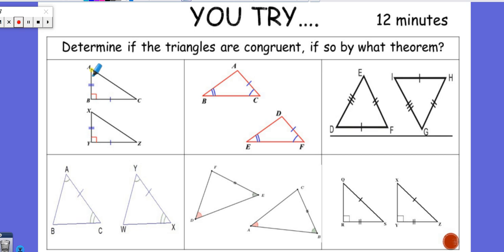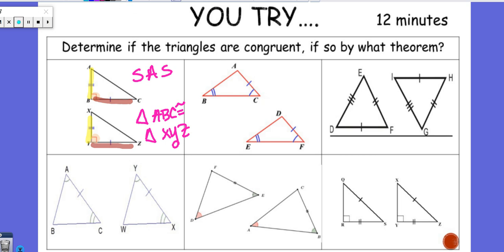No, I'll keep highlighting. So this side is the same as this side. We have an angle that's the same, and we have a side that's the same. So these two are congruent by side, angle, side, and I can say this because the angle is in between the two congruent sides. So I can say triangle ABC is congruent to triangle XYZ.